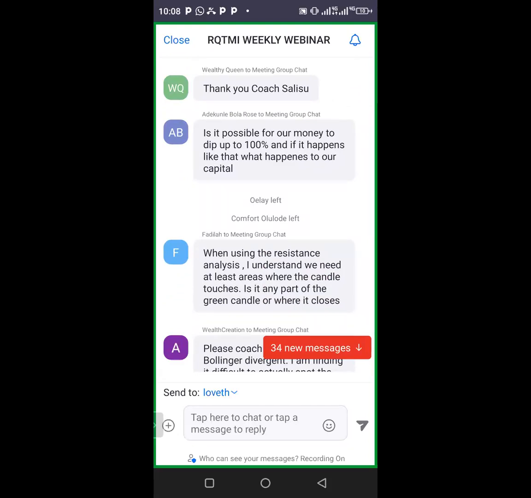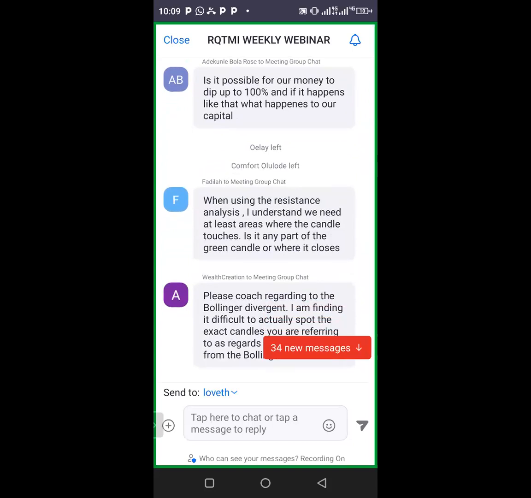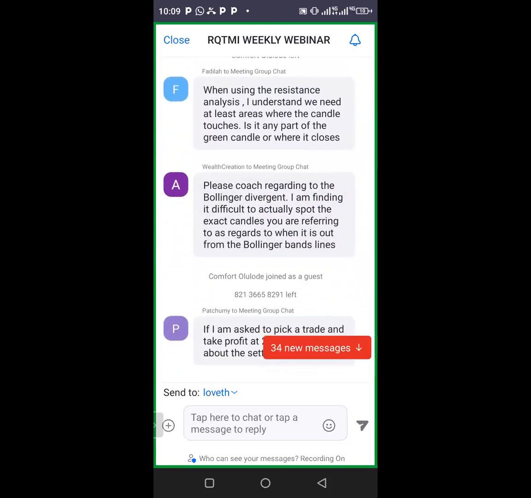When using the resistance analysis, I understand we need at least areas where the candle touches. Is it any part of the green candle or where it closes? We are referring to area. Okay, I think I will also touch on that, maybe on Acro. Please, coach, regarding the Bollinger Band divergence, I'm finding it difficult to spot the exact candles you are referring to. You need to watch this recording again.